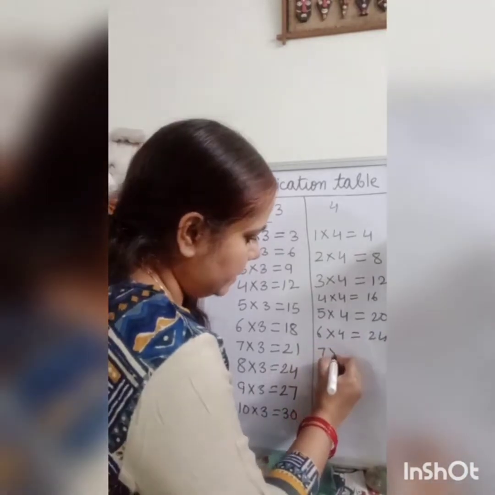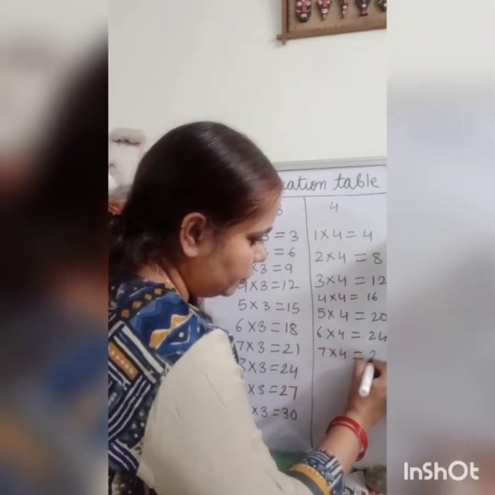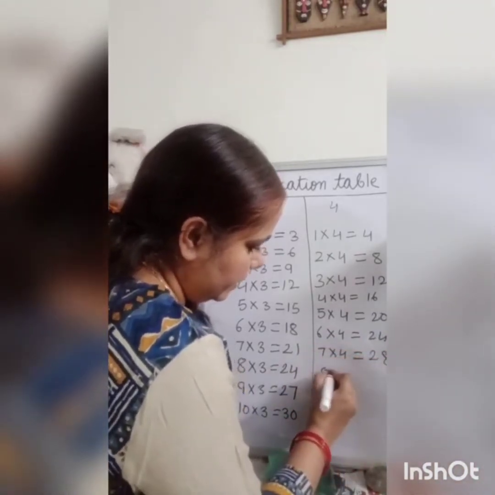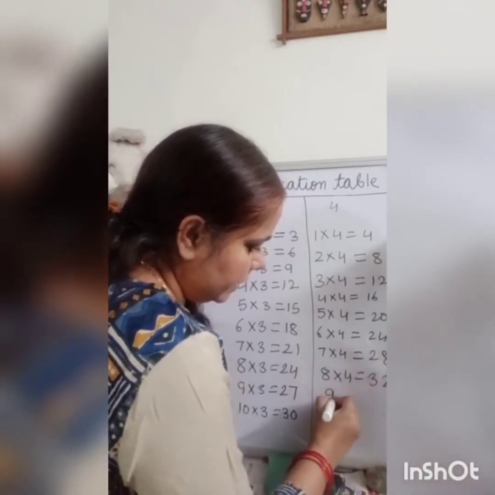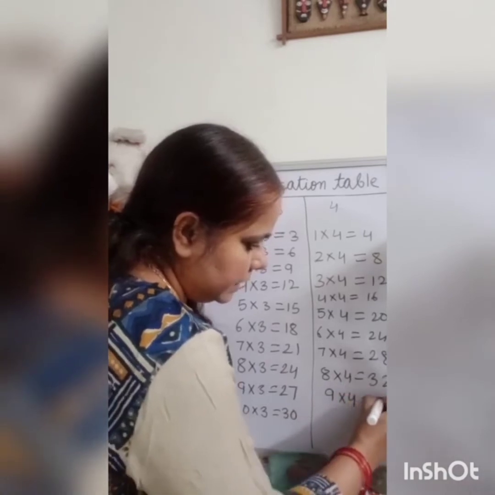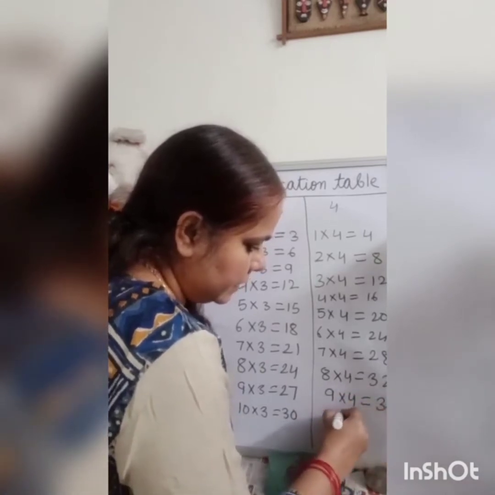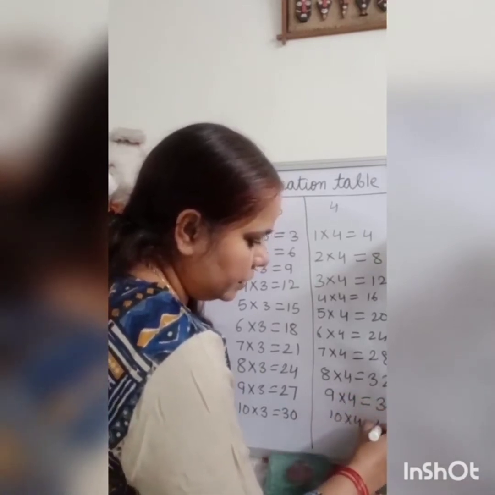And then 7 times 4 is equal to 28. 8 times 4 is equal to 32. 9 times 4 is equal to 36. And 10 times 4 is equal to 40.